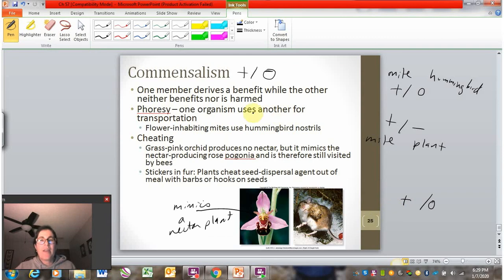Okay, so when we say it's not hurting or harming them, remember, it's not like a significant harm. It can be a little bit of a nuisance, but it's not really hurting them. And that's what makes it a commensalism, a +0 relationship.